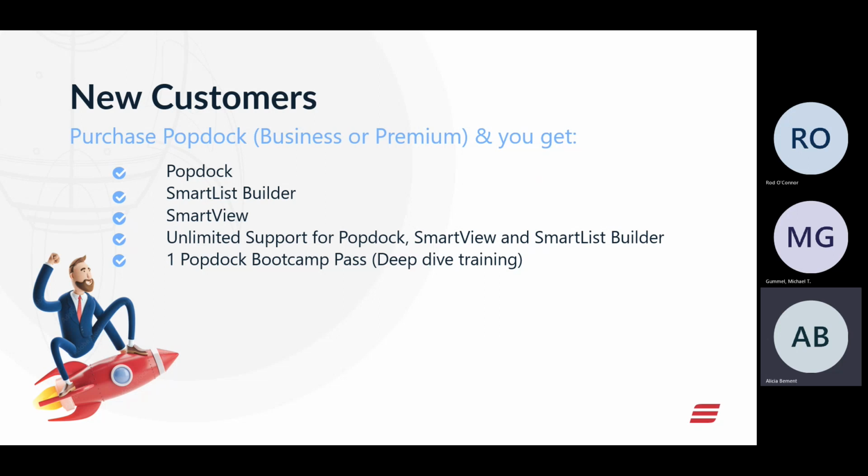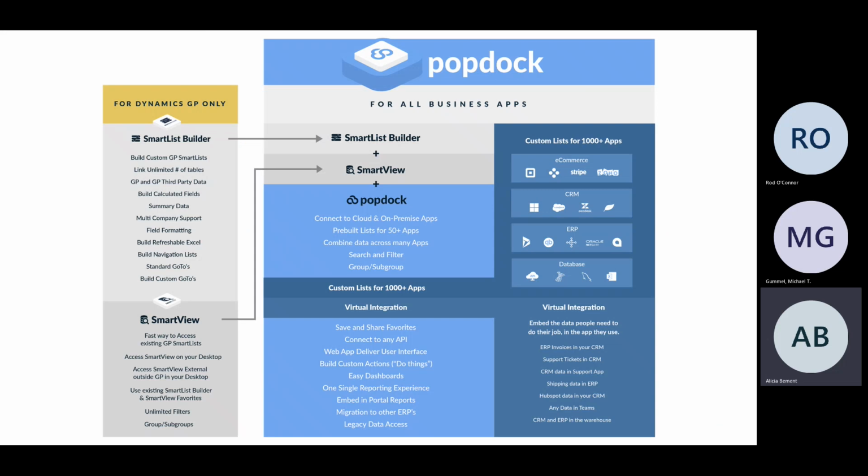One thing to note here, if you are a current user of Smart List Builder or Smart View, I'll go over those scenarios in just a second, but I want to make it very clear that Smart List Builder and Smart View are definitely not going away. They all have their separate installs like they normally do. They're just considered a bundle going forward. I'm sharing this slide again because I wanted the visual once again. So now if you purchase Popdock, you're going to get Smart List Builder, all the functionality of Smart View, and Popdock, all included in that bundle.